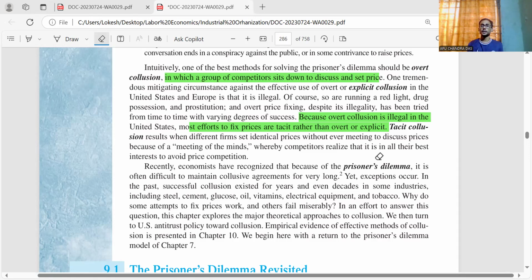If we look at the absolute meaning of tacit, it means action that is silent. And here, the silent refers to the absence of formal or explicit agreement.